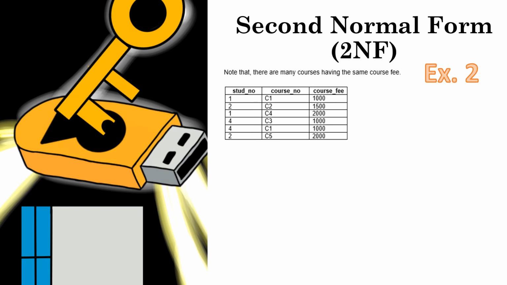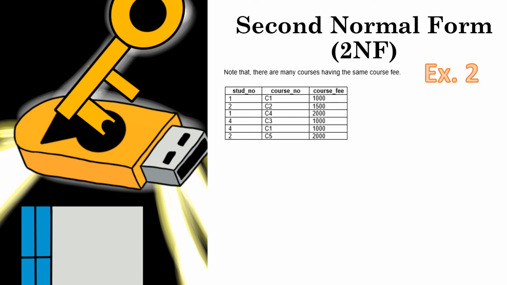In the second normal form, so in this example, the course fee alone does not decide the value of the course no or the student no. So the course fee together with the student no cannot decide the value of the course no. And the course fee together with the course no cannot decide the value of the student no. Hence, the course fee would be a non-prime attribute as it does not belong to the only candidate key, which is the student no and the course no.